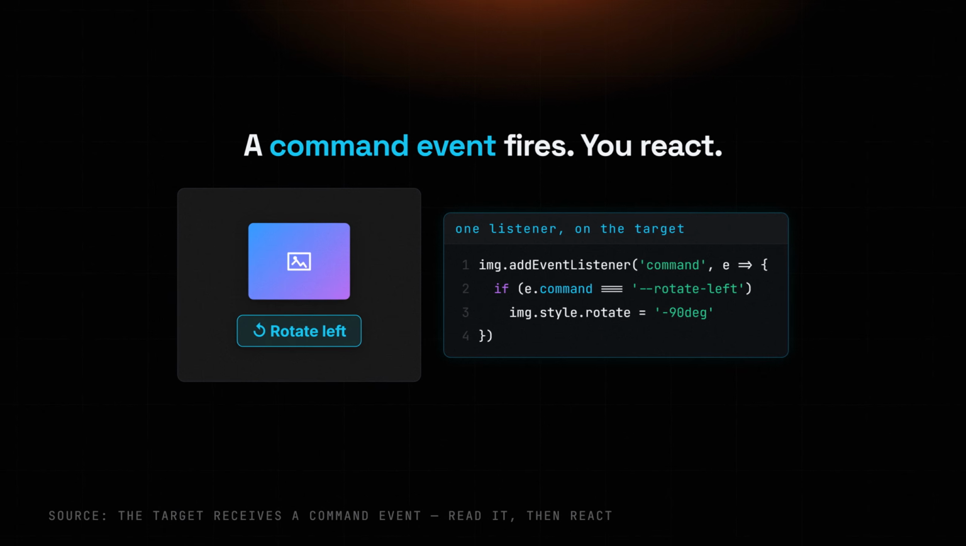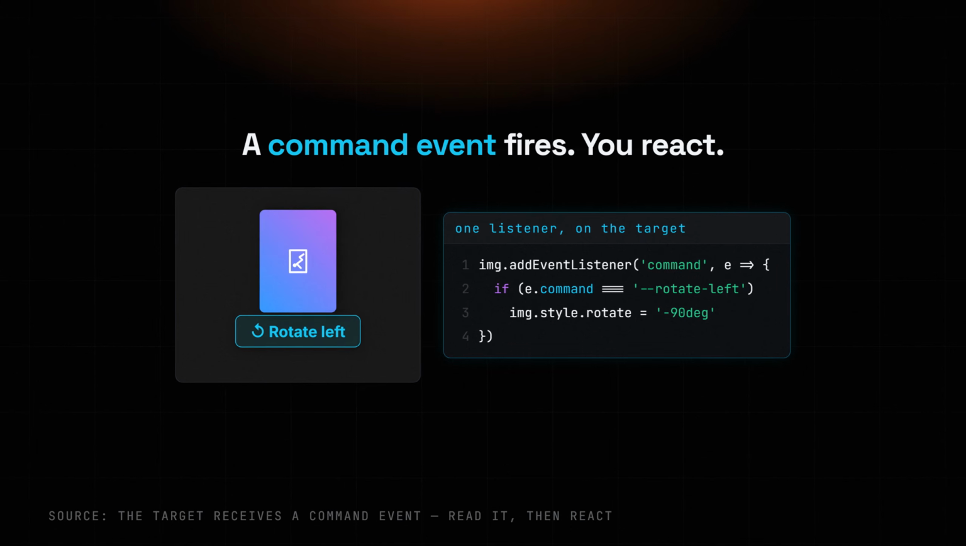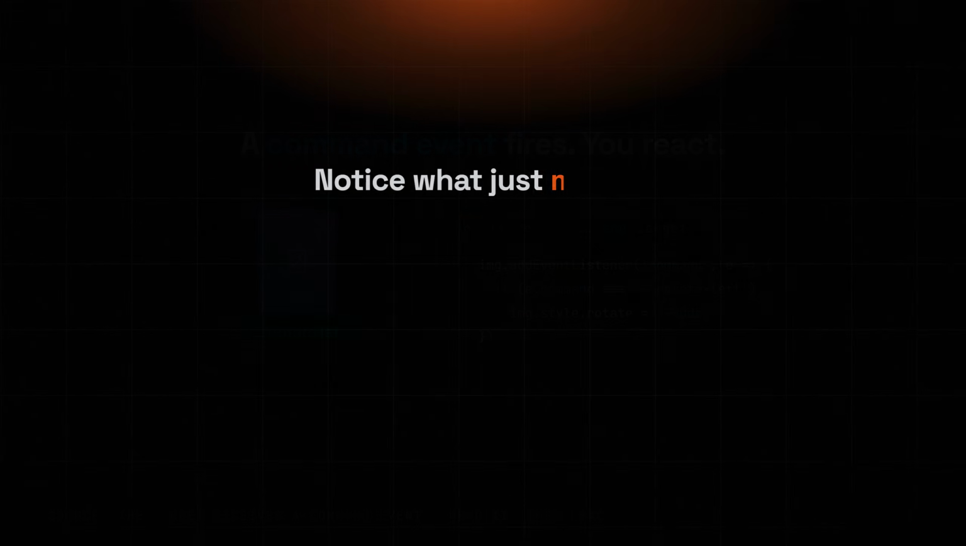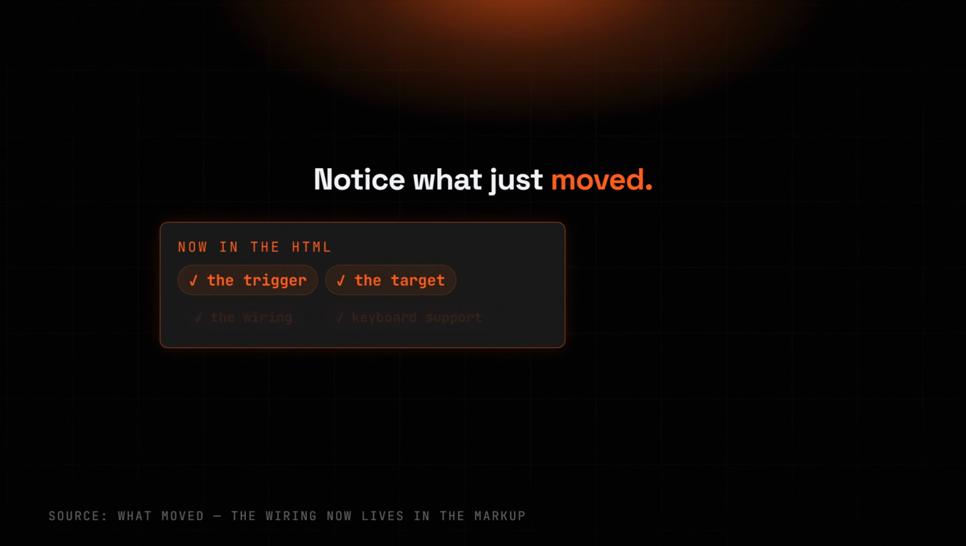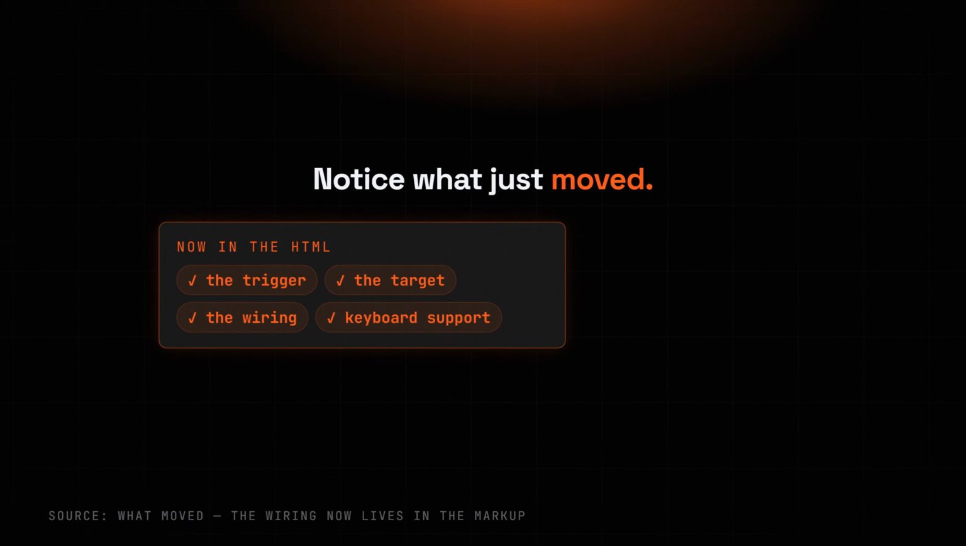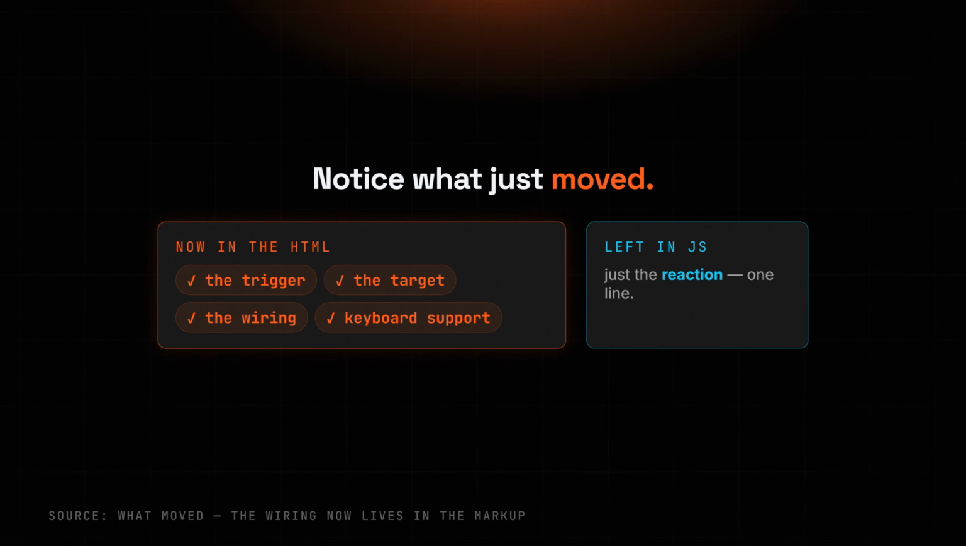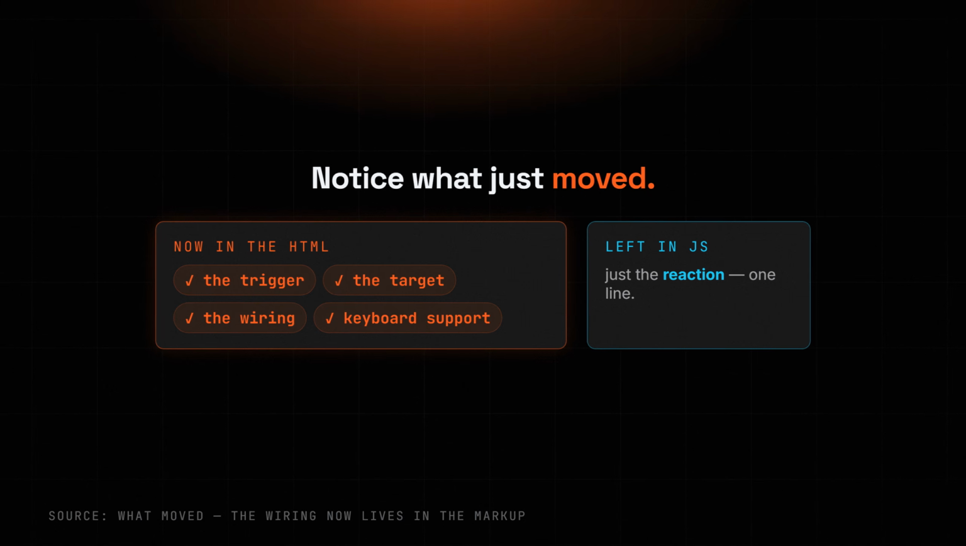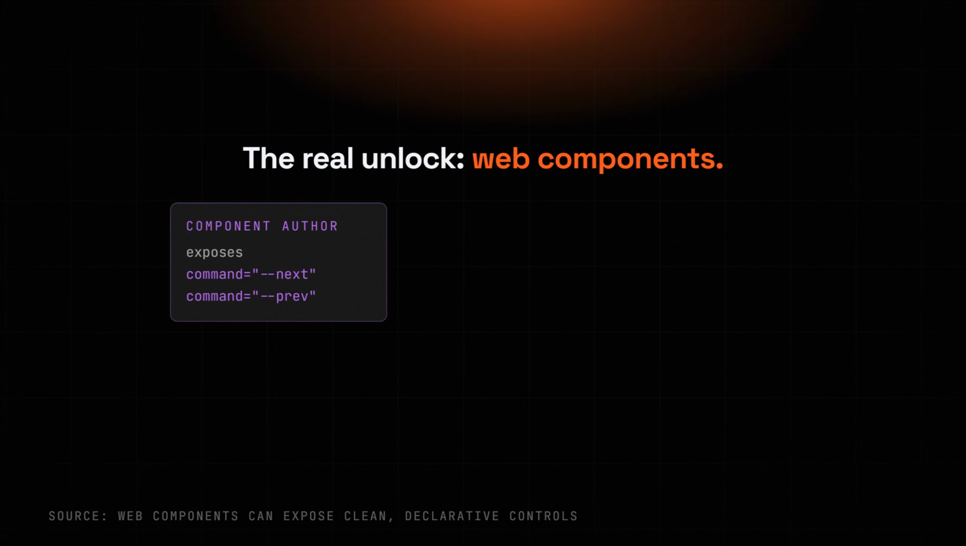You listen for it just once, read the command name straight off the event, and react however you like. Rotate an image, flip a card, anything at all. Yes, that very last piece is a sliver of JavaScript, but notice what just moved. The trigger, the target, the wiring, and all the keyboard support now live in the HTML instead of being buried inside your script, and that is the real unlock for web components.